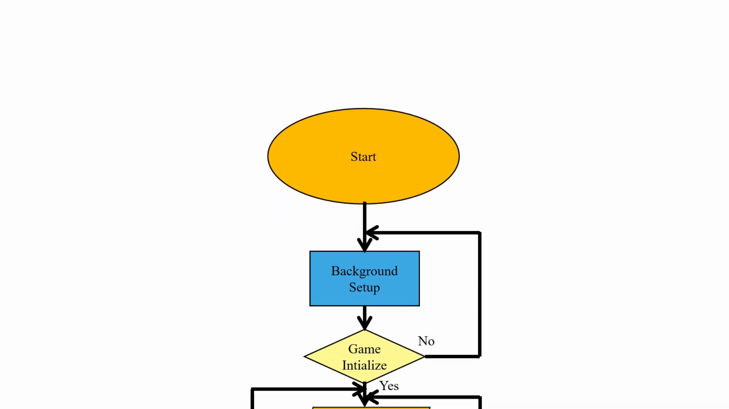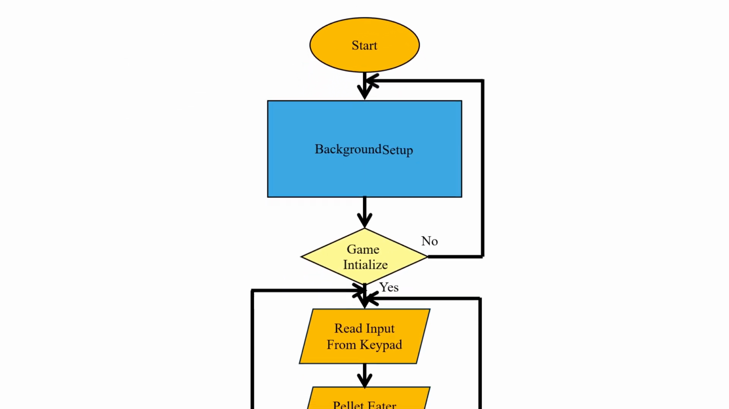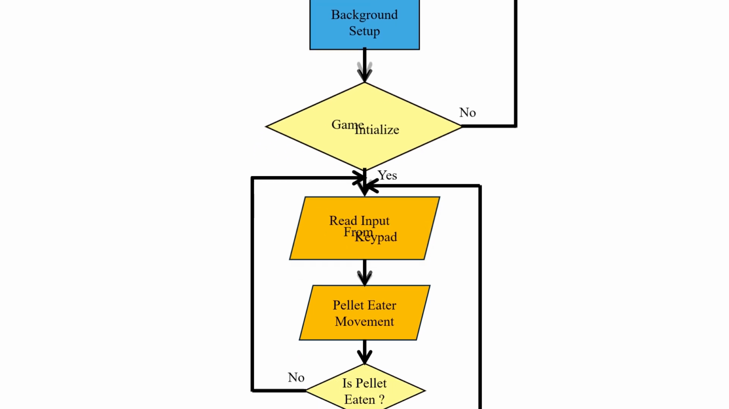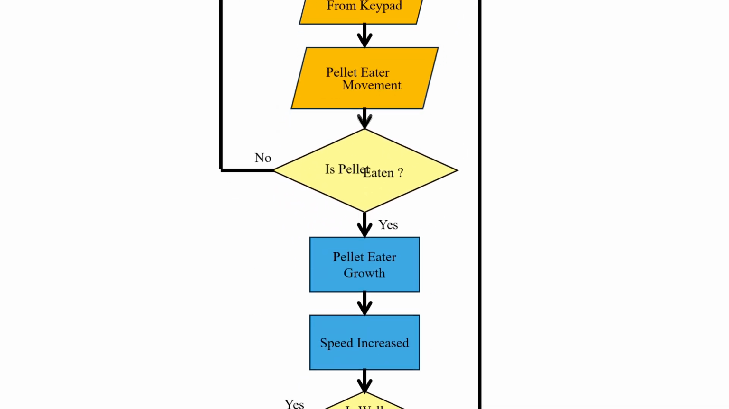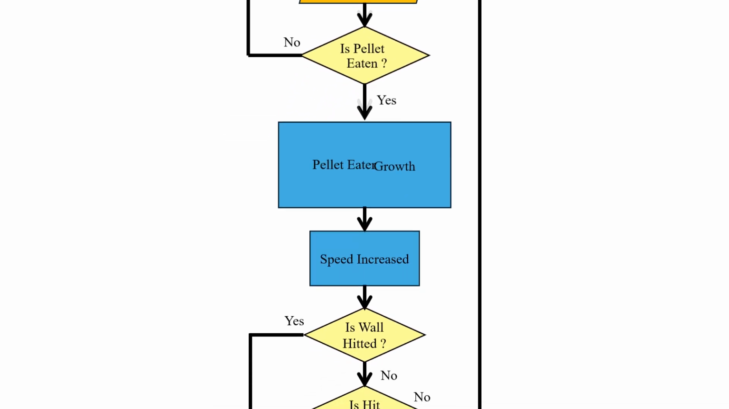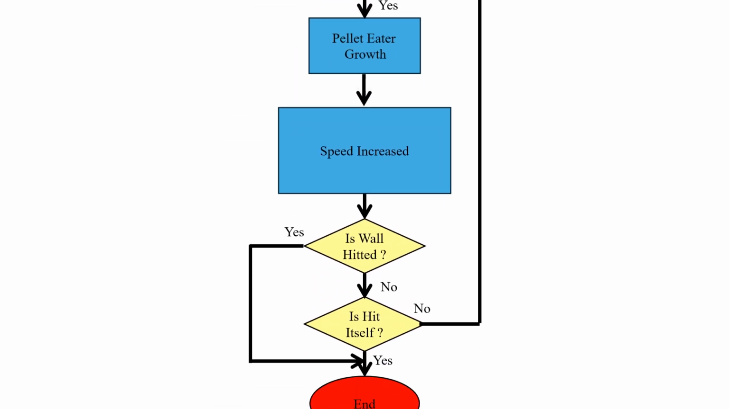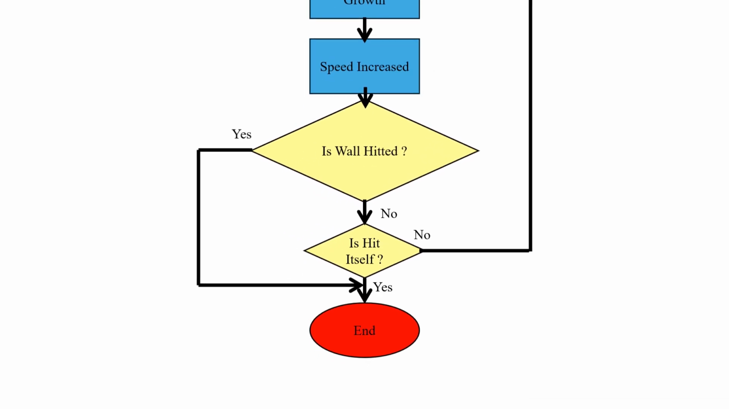So, this project flowchart contains 3 decisions indicating the system features, input from the keypad, and output about the movement in applications, and there are 4 processes including setup, pellet spawn, speed, and growth.